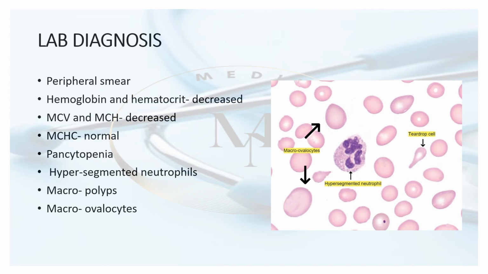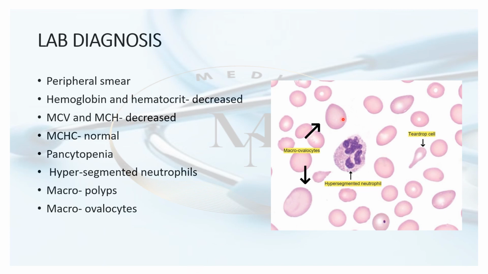Now we'll be going into the lab diagnosis. The first lab diagnosis we would do, because it is pathology, is a peripheral smear. Even if we are going to diagnose on the clinic side, we would go for the lab diagnosis. First, we need to go for a blood test, and the pathologist would take a blood peripheral smear from that blood, and in it we would see hemoglobin and hematocrit decreased. We would see a decrease in MCV and MCH. We would have normal MCHC values, but we can see pancytopenia over here.